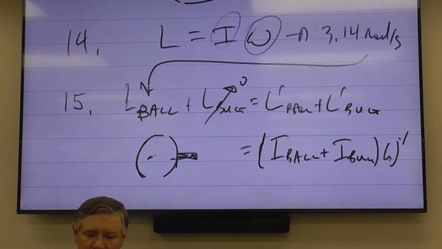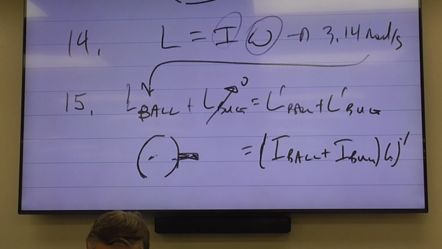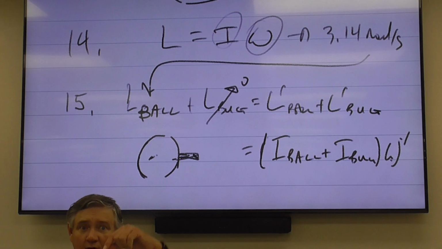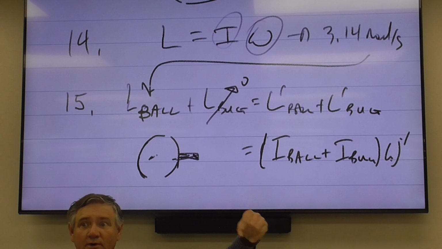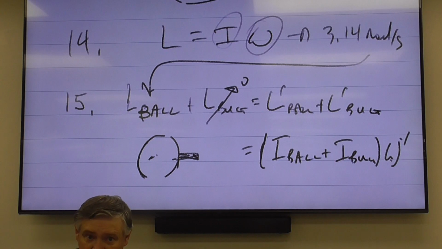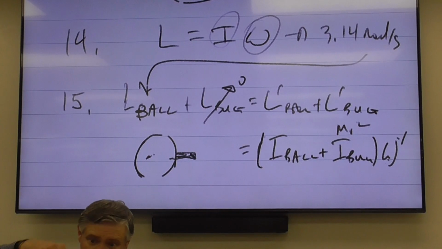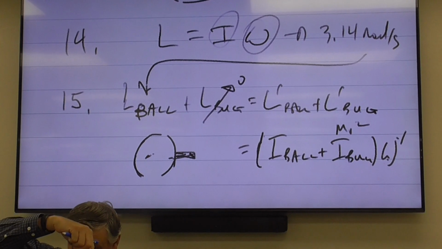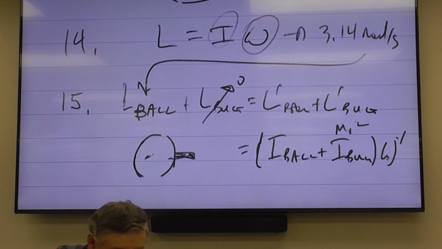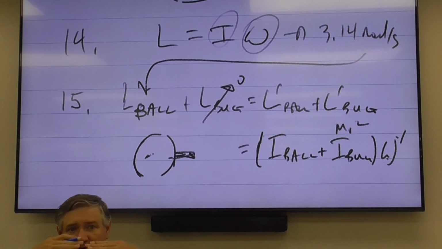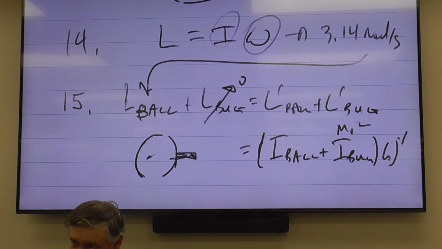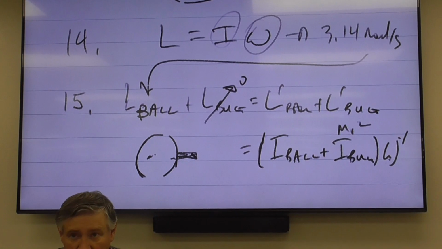Now, you found the moment of inertia of the ball up in number 14. You already have that number. The I of the bug, you're going to use mr squared, because it's a point mass of the bug. It's a point mass sitting on that ball that's spinning. So you've got the mass of the bug, and the radius is just going to be the radius of the sphere, because that's what it's on.